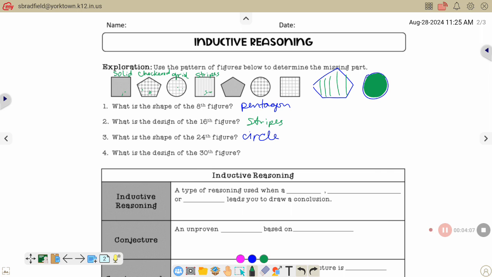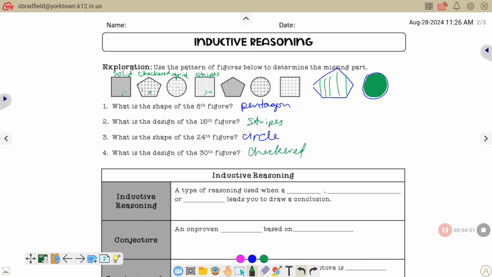And the 4th one, what is the design of the 30th figure? Remember, design is how many? Gentry, what do you think? Think it's checkered? Okay. I would agree. The 30th, so we know every 4, we have a design change, don't we? So 30 divided by 4 is 7 with 2 left over. So I go back to the beginning and I just count 1, 2, and I'm back at the checkered one.